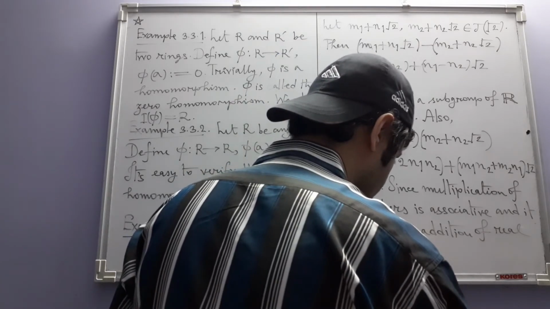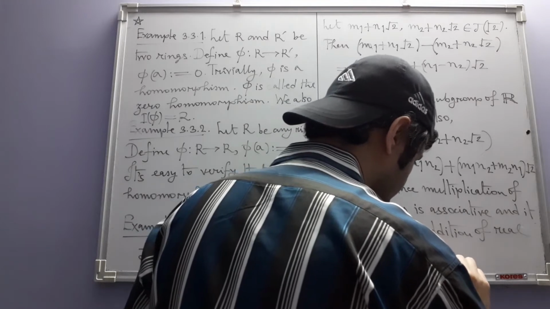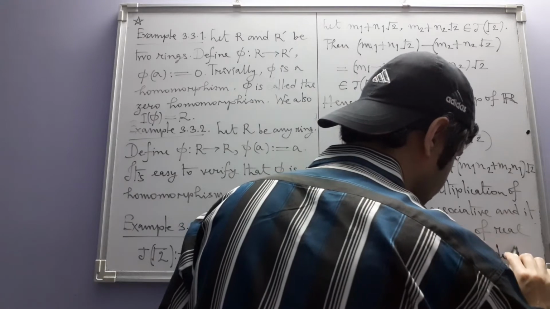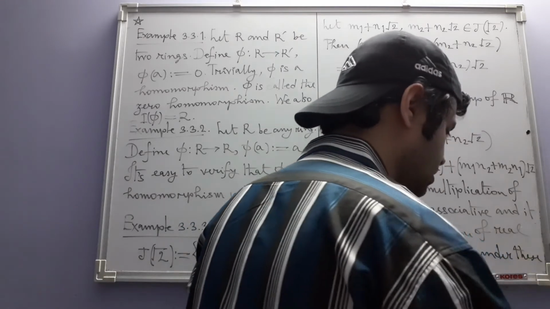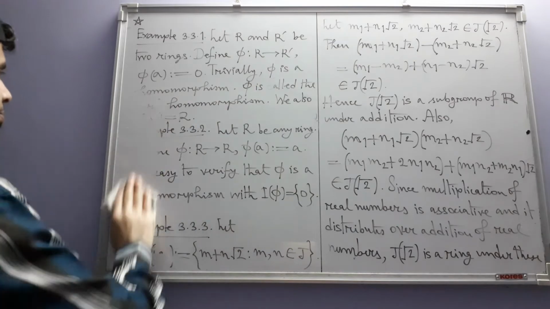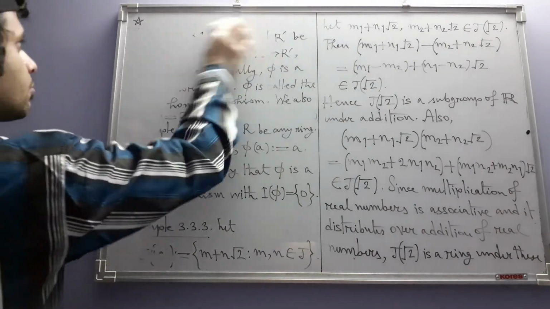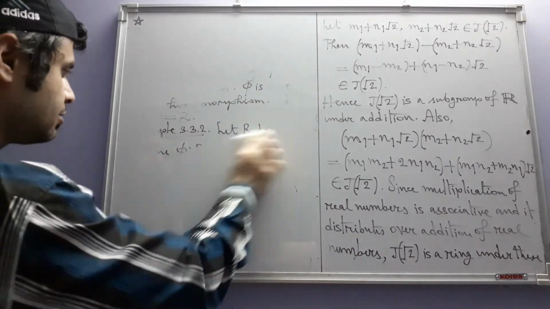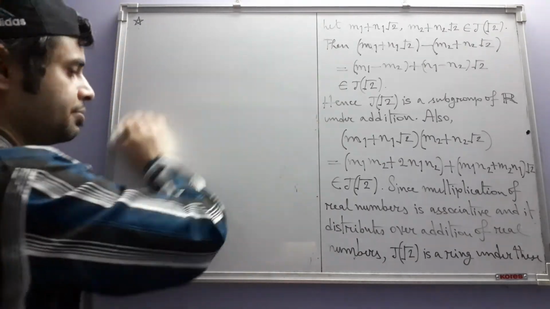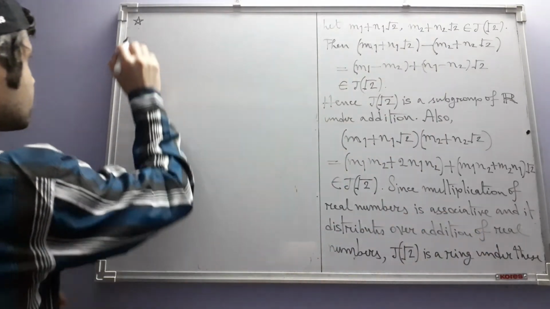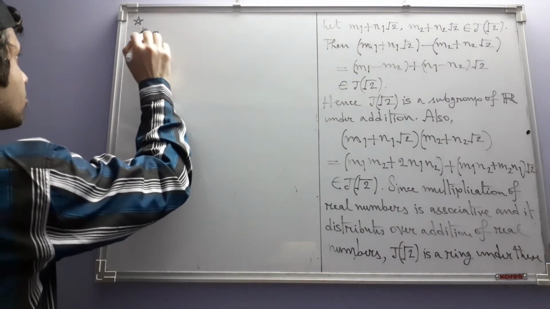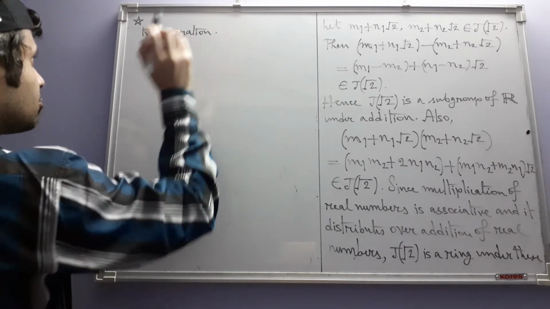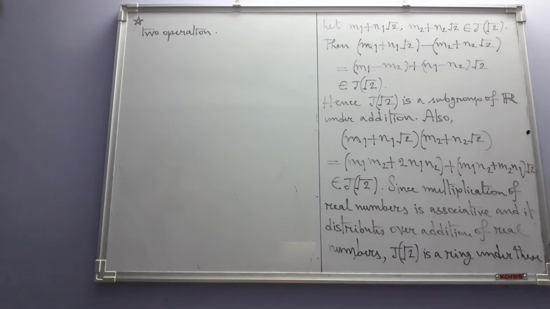J root 2 is a ring under these two operations. So we now have the fact that J root 2 is a ring. Now we can use it to define a homomorphism.